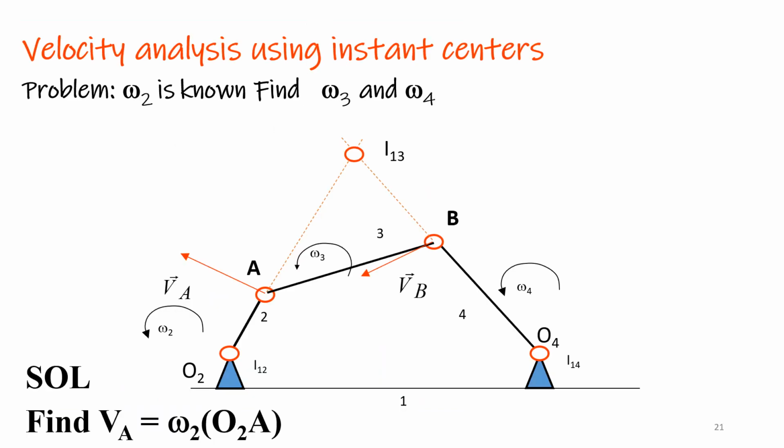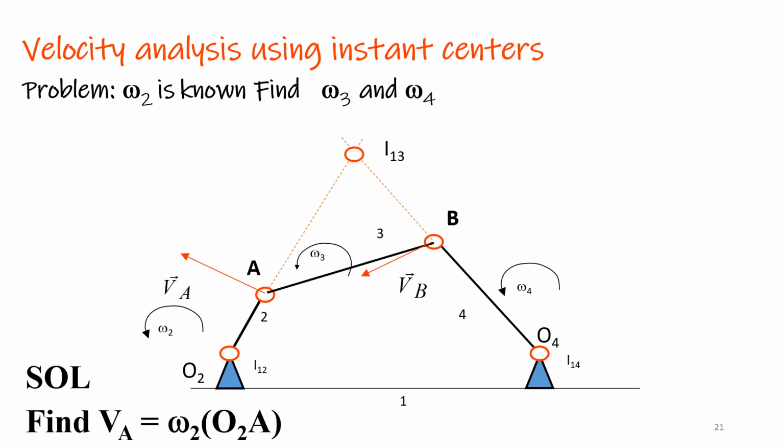Velocity analysis using instant centers. Problem: omega 2 is given, which is known, and we are required to find omega 3 and omega 4. This is a classical example of a 4-bar mechanism. Let us see how to find omega 3, that is the angular velocity of link 3, Vb, the linear velocity of point B, and omega 4, the angular velocity of link 4, quickly using the instant center method.